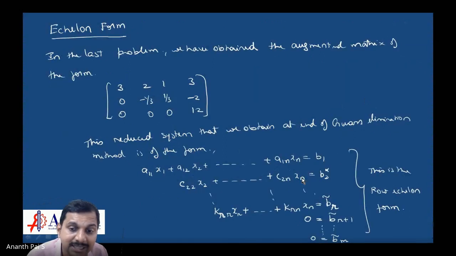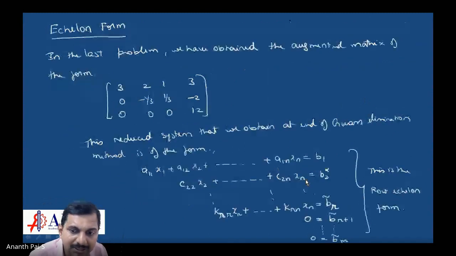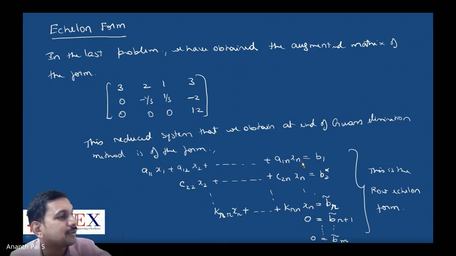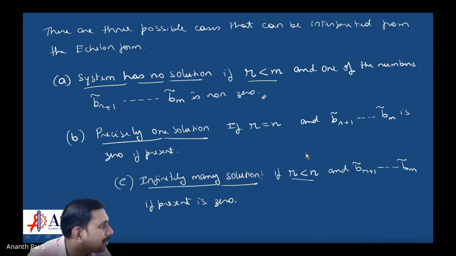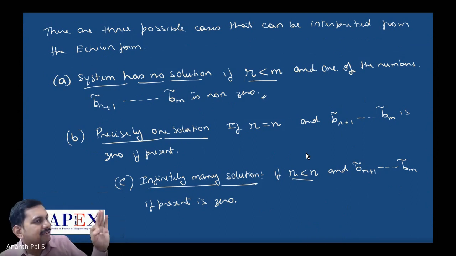So what is happening? R is less than N means what? N is the number of unknowns. That means the number of unknowns is more than the number of equations. You can tell it now, you don't need me to tell this. If the number of equations is less than the number of unknowns, then there are infinitely many solutions. Sir, I have 3 equations and 5 unknowns. Can I get a solution at any point of time? No, that you can tell.